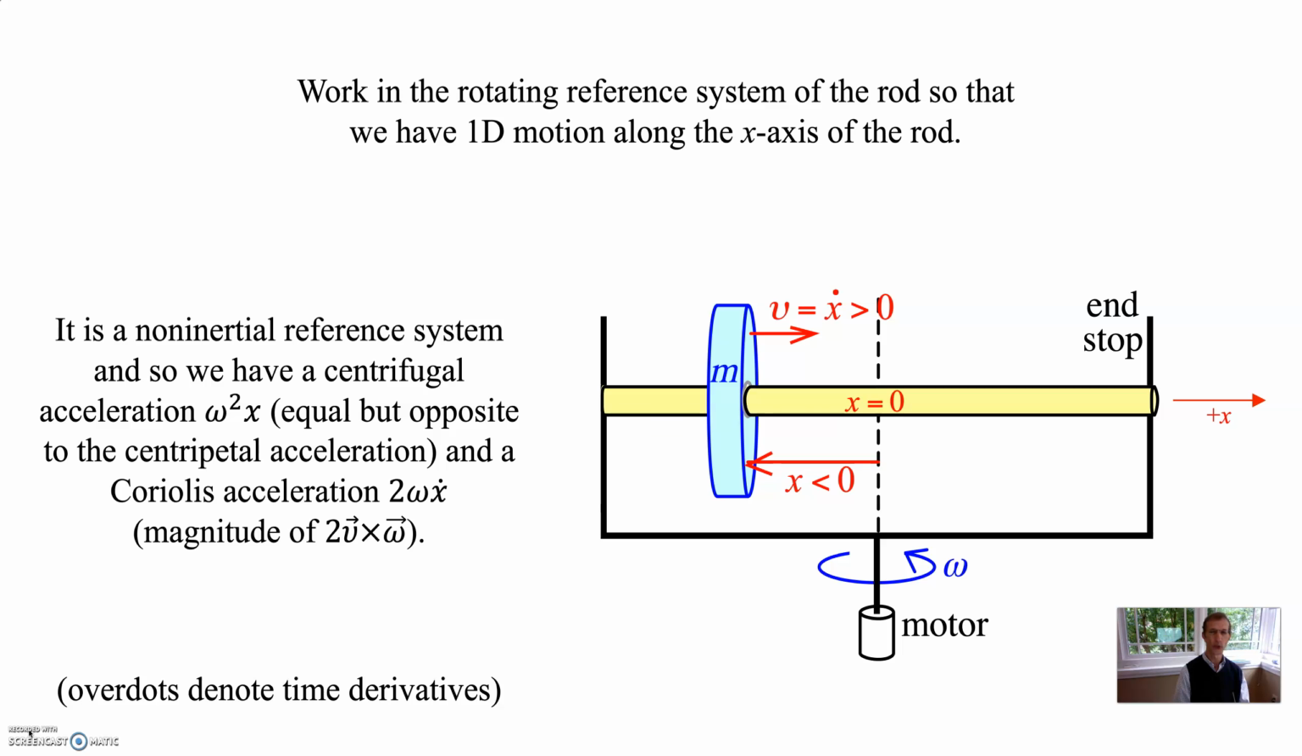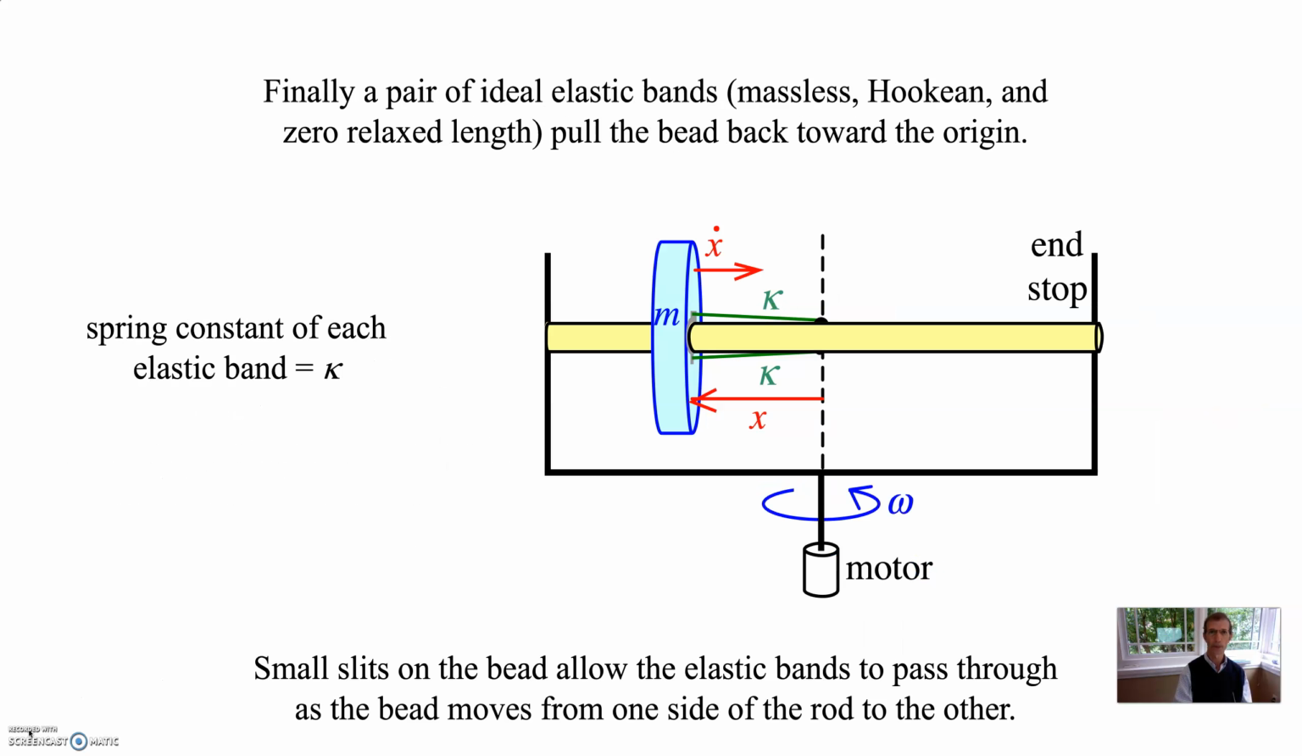Consequently, there'll be a centrifugal acceleration, omega squared x, that's equal and opposite to the centripetal acceleration, and a Coriolis acceleration, 2 omega times x dot. In other words, just the magnitude of twice the velocity crossed with the angular velocity. And I'm using over dots to denote time derivatives. So for the example shown here in this figure, we can see that x, the position of the bead, is less than 0, and the velocity x dot of the bead is positive if the bead happens to be moving to the right at that instant.